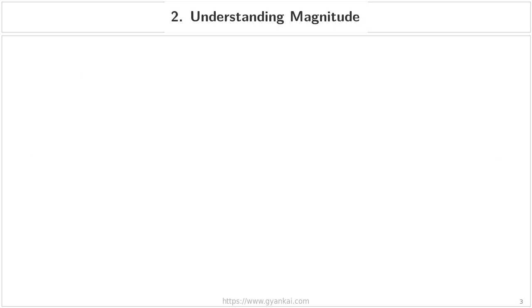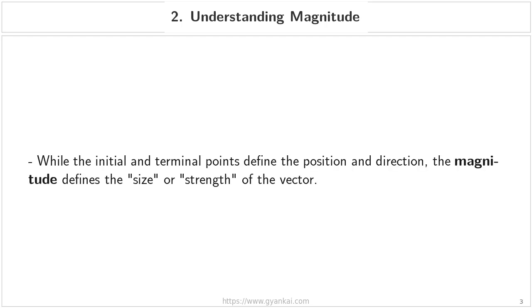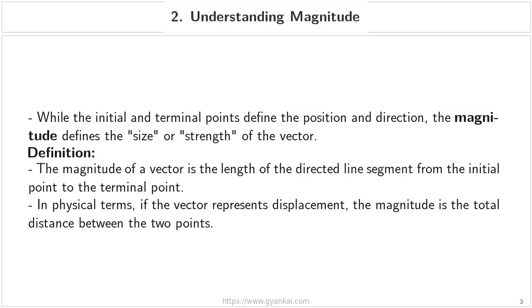2. Understanding magnitude. While the initial and terminal points tell us where a vector is positioned and which way it is pointing, the magnitude tells us the size or the strength of that vector. Think of it as the how much part of the vector. To define this formally, the magnitude of a vector is simply the length of that directed line segment we just looked at, measured from the initial point to the terminal point.